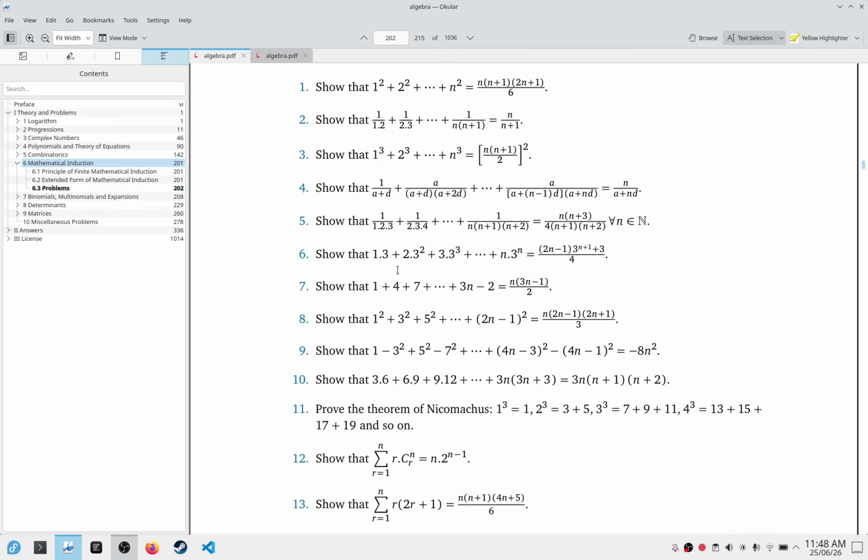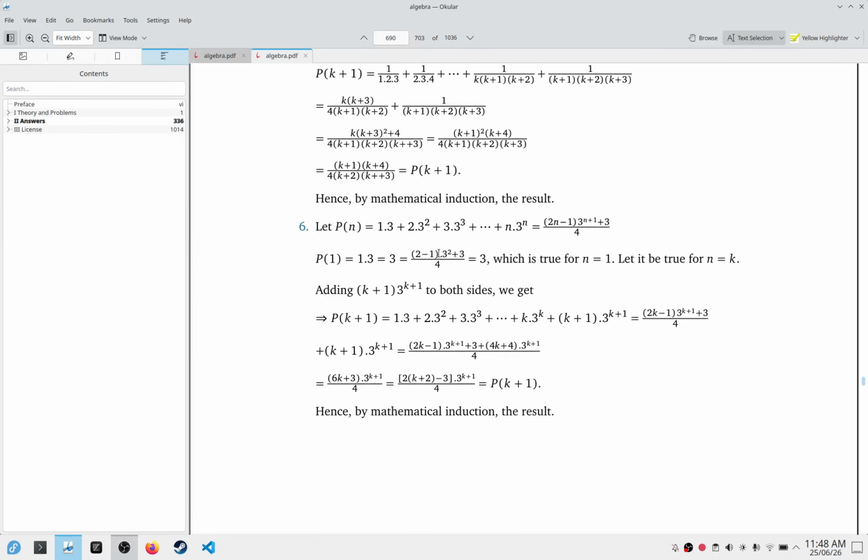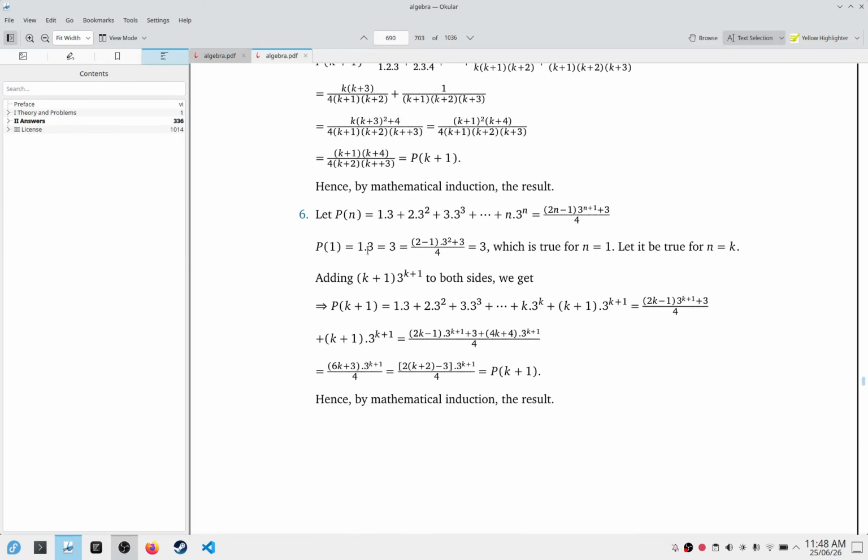Question 6 says show that 1 times 3 plus 2 times 3 square plus 3 times 3 cube up to n times 3 to the power n is equal to 2n minus 1 times 3 raised to the power n plus 1 plus 3 over 4. So first we put n is equal to 1, left hand side is 1 into 3, and right hand side we get 2 minus 1 into 3 square plus 3 by 4. So 2 minus 1 will be 1, and 3 square will be 9, plus 3 is 12 by 4, which is 3. So it is true for n is equal to 1.